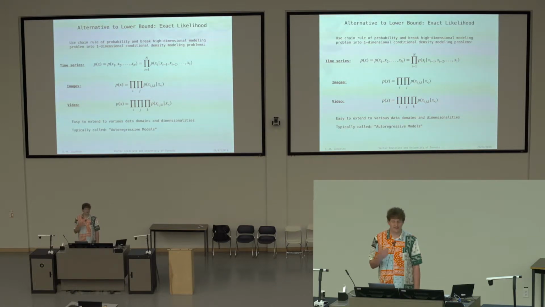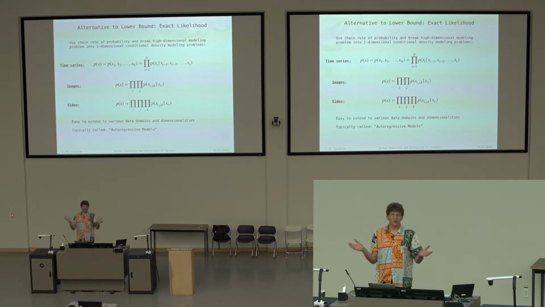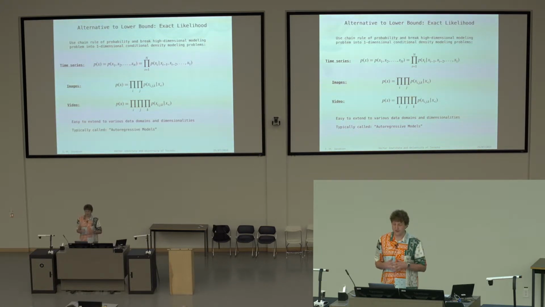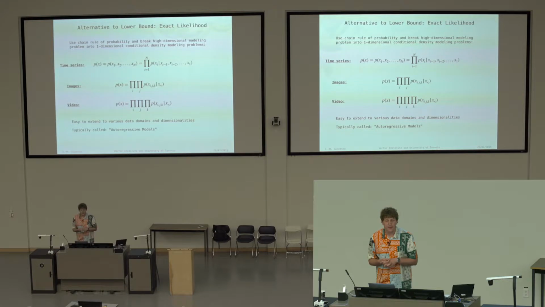Right. So there are also other alternatives which don't require you to compute a lower bound, but can give you exact likelihoods. If we use what is called the chain rule of probability, we can break the high-dimensional modeling problem of modeling all of p of x into one-dimensional conditional density modeling problems. For instance, for a time series or something like audio, we can say p of x equals p of x1, x2, and so on until xn, where n is the number of dimensions that we have. This equals the product of all the conditional probabilities.